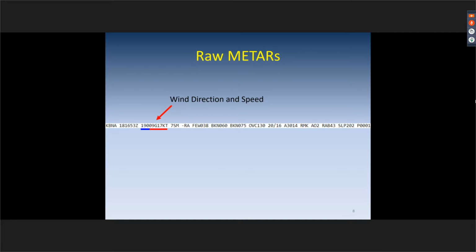All right, the next grouping is sustained wind speed and direction. The first 3 numbers are the wind direction. So what you're looking at above the blue line there is 190. So the winds are out of basically the south. 180 is directly south. So this is a little bit west of south. So west-southwest.